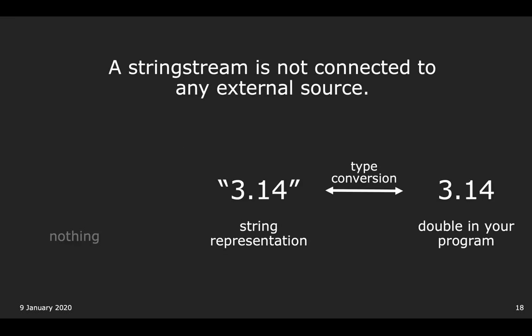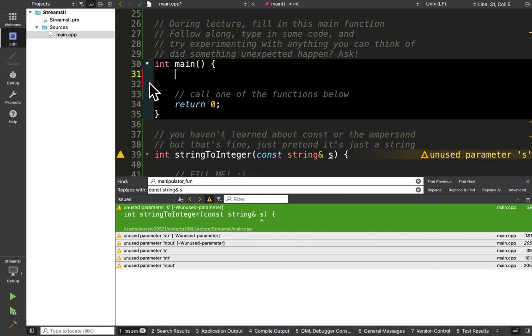String streams are easy because they're not tied to anything. They only do this conversion itself. If you write stuff to the string buffer, the stuff just stays there. It's not transferred anywhere else. So let's do an example.